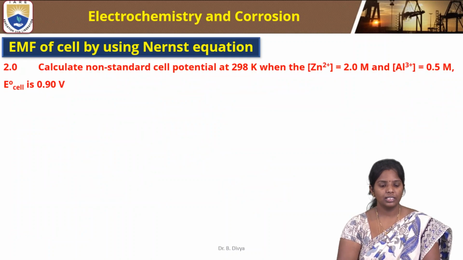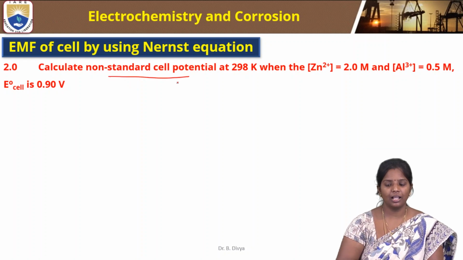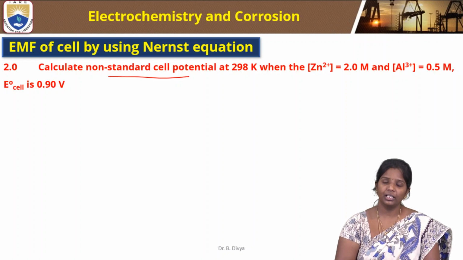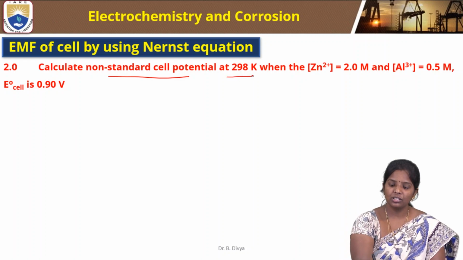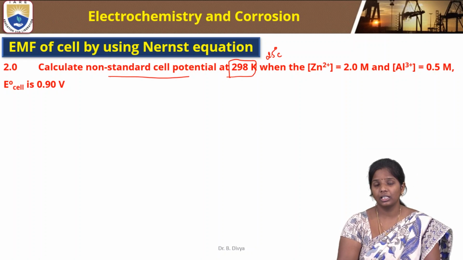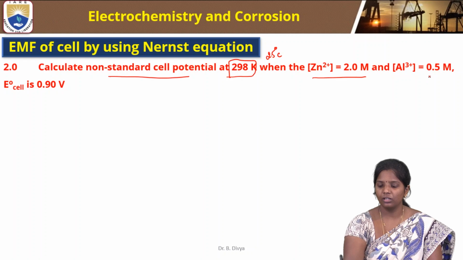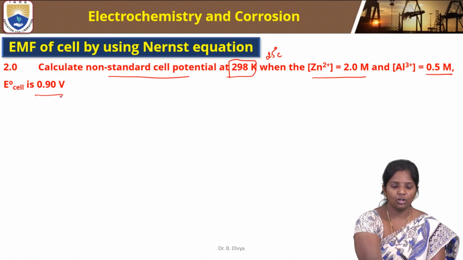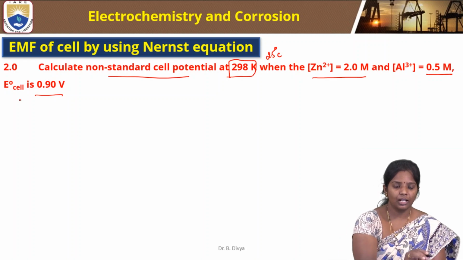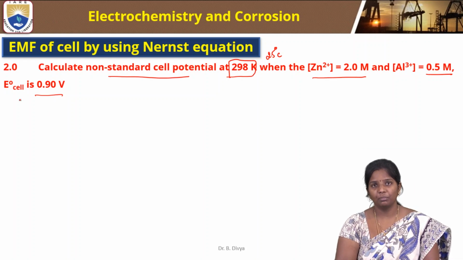So next one is: calculate the non-standard cell potential at 298 Kelvin. They are saying non-standard cell potential. It means the conditions are not standard. But they have also mentioned that the temperature is 298 Kelvin, which means 25 degrees only. But what are the non-standard conditions here? The concentrations are varying, therefore they have also given the E0 cell, or the standard EMF of that particular cell.